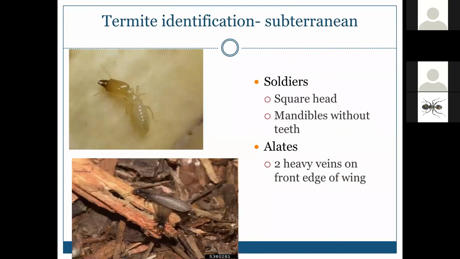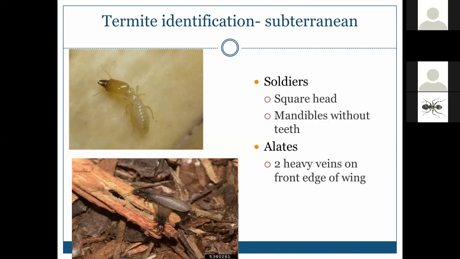So the subterranean termites, when we are looking at these, again, we're looking at soldiers or alates, which are also known as reproductives or swarmers. The soldiers are going to have that square head on a lot of the native subterranean termites. And then if you look at their mandibles, which are these black things right here, if you look on the inside of that, they do not have teeth. And I'll show a closer picture of that because it's difficult to see in this particular photo.